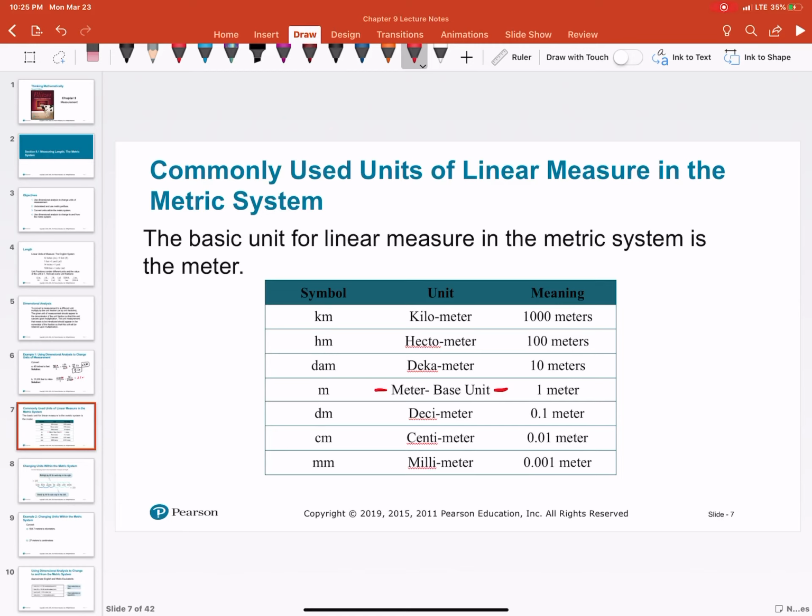We have kilo, which means 1,000. We have hecto, which means 100. Then we have deca, and our base is 1. Then we have deci, which is 0.1. Then we have centi, which is 0.01. Then we have milli, which is 0.001. So we have kilometer, hectometer, decameter, meter, decimeter, centimeter, and millimeter. And we have our symbols, which are km, hm, dam, m, dm, cm, and mm.